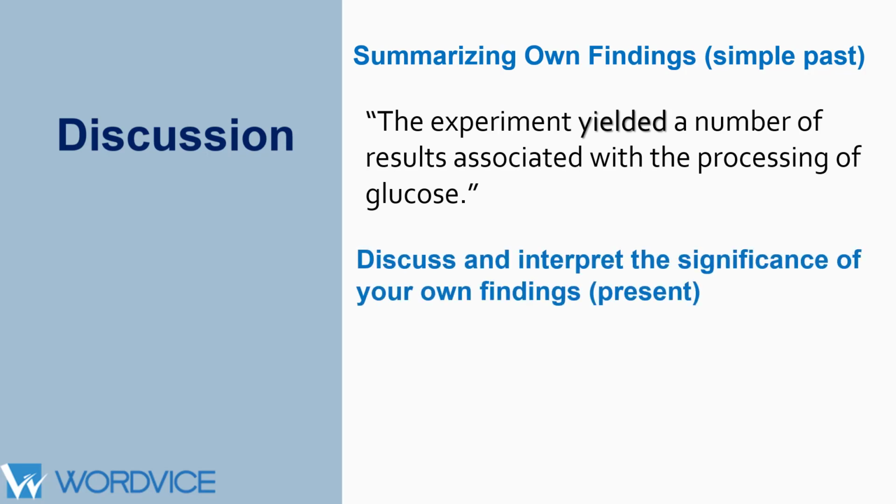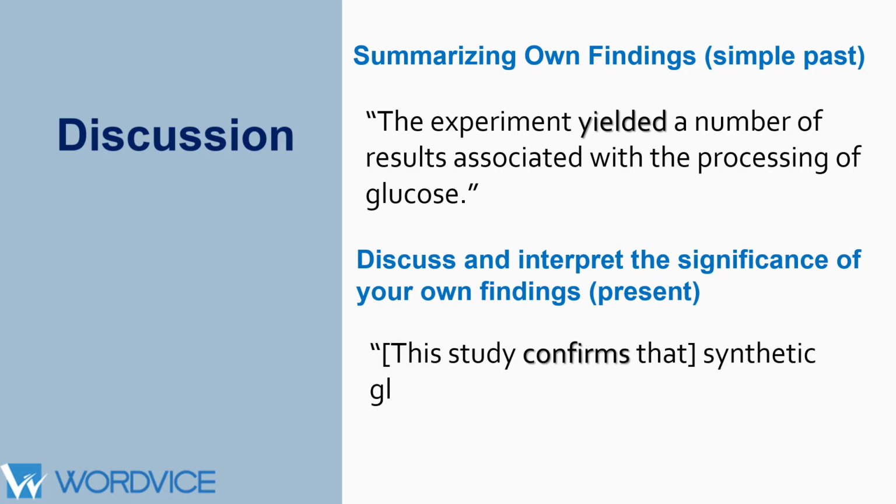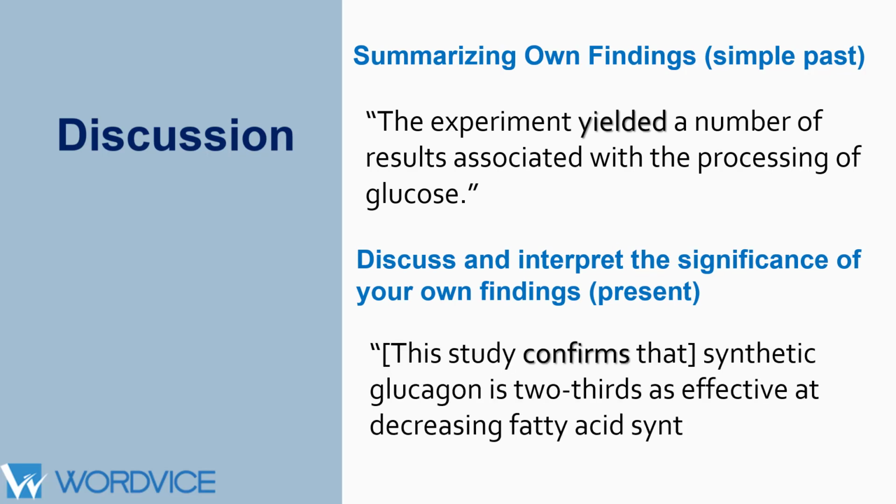When discussing and interpreting the significance of your own findings, use the present tense. This study confirms that synthetic glucagon is 2/3 as effective at decreasing fatty acid synthesis. The reason for using the present tense here is to establish a dialogue between yourself and your study. You are essentially analyzing the work that has already been completed.